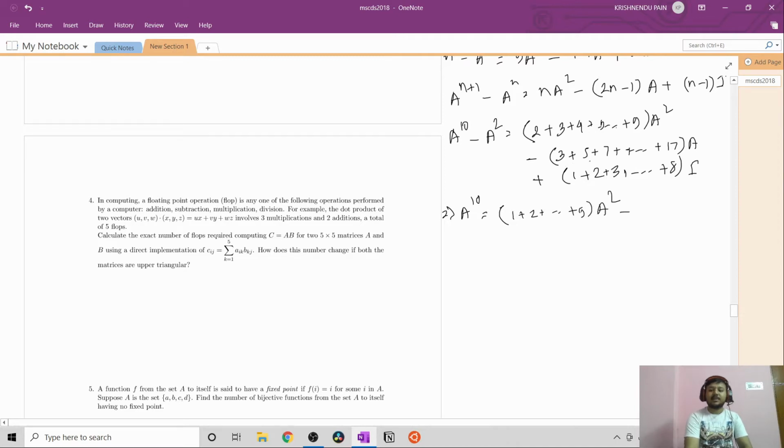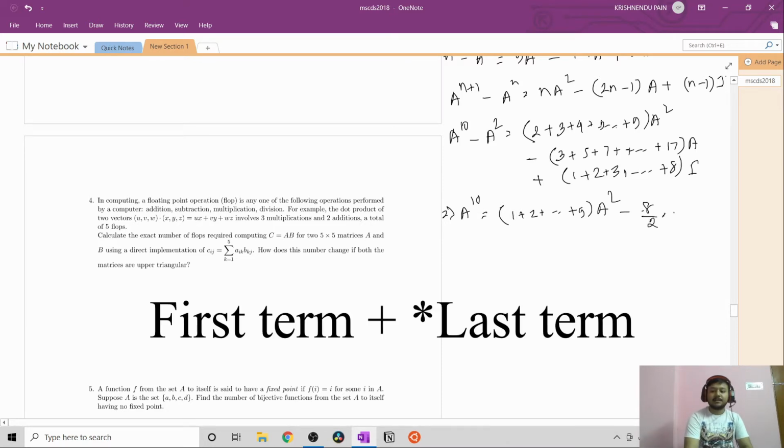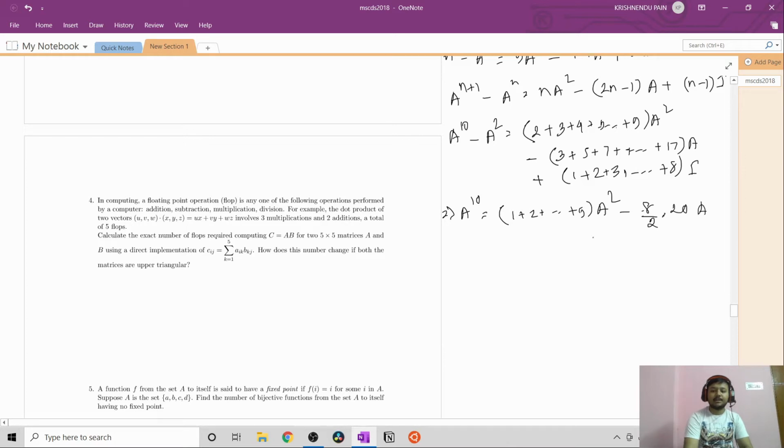This sum 3 plus 5 plus 7 up to 17, it is actually equal to, how many terms are there? 8 divided by 2 into first term plus last term, which is 20, so 80A. Similarly here n into n plus 1 by 2 I. So it will be equal to 9 into 10 by 2, which is 45A square minus 80A plus 36I.